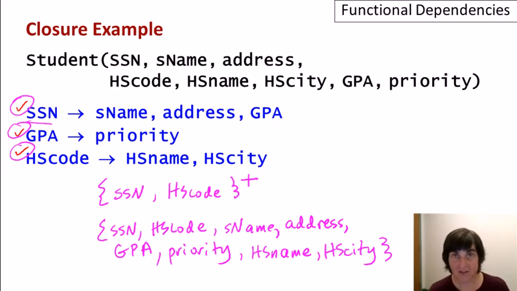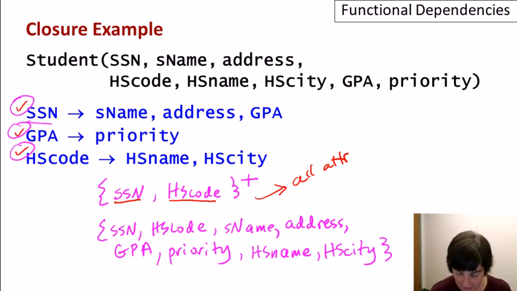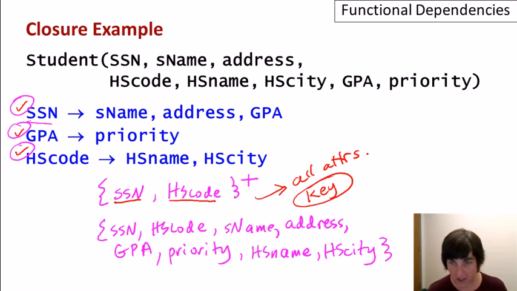Now, I didn't pick this particular example at random. We took two attributes, social security number and high school code. We computed their closure, and we discovered that they together functionally determine all attributes of the student relation. Remember, just a few slides ago, when a set of attributes functionally determines all the attributes, then those attributes together form a key for the relation. And in fact, social security number and high school code together are a natural key for the relation. A student might go to multiple high schools, but there's no reason to have more than one tuple with the combination of a particular student and the high school they attended.